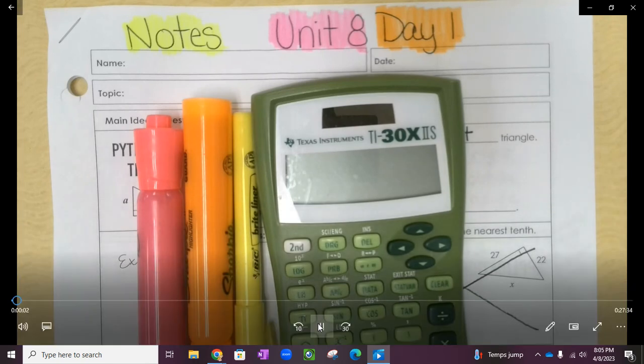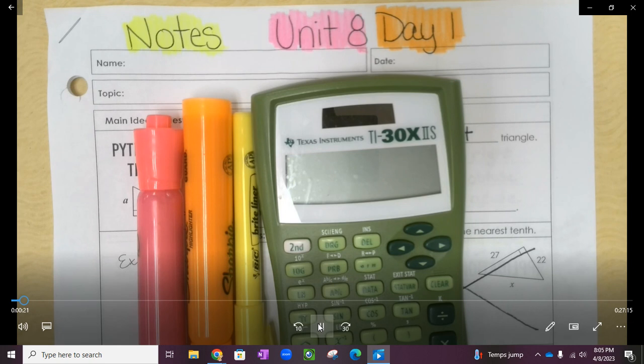Hey students, we are starting Unit 8. Unit 8 is trigonometry. Do not stress over trigonometry. It is not difficult at all. I fully believe if you practice the work, you will get it, and it'll be very easy for you.